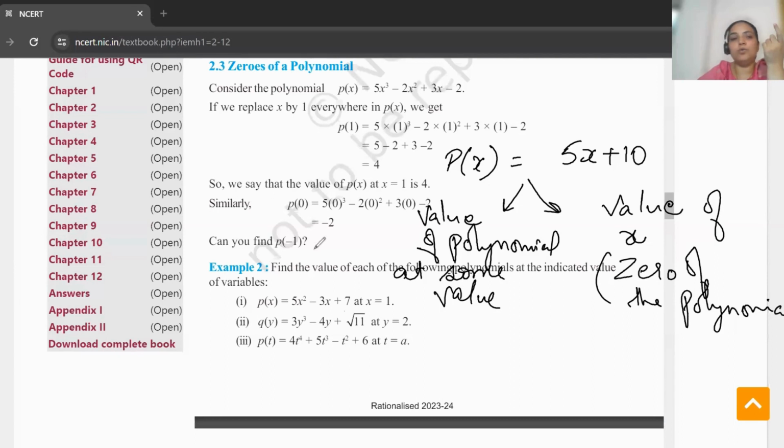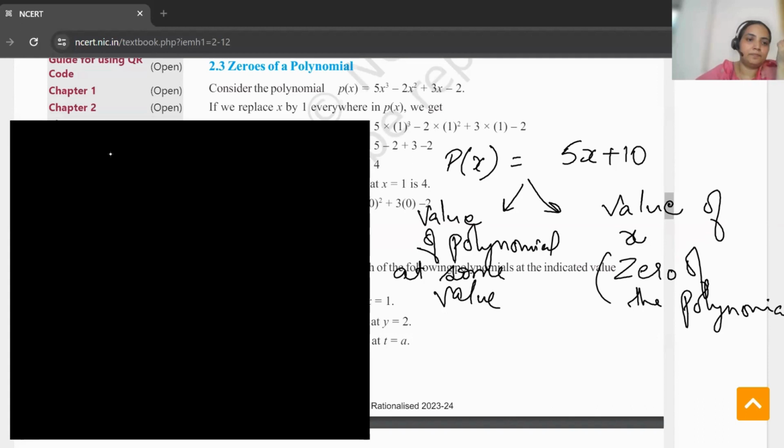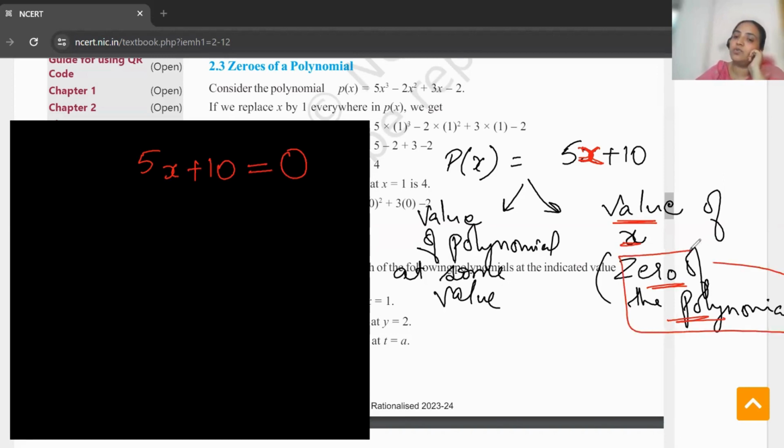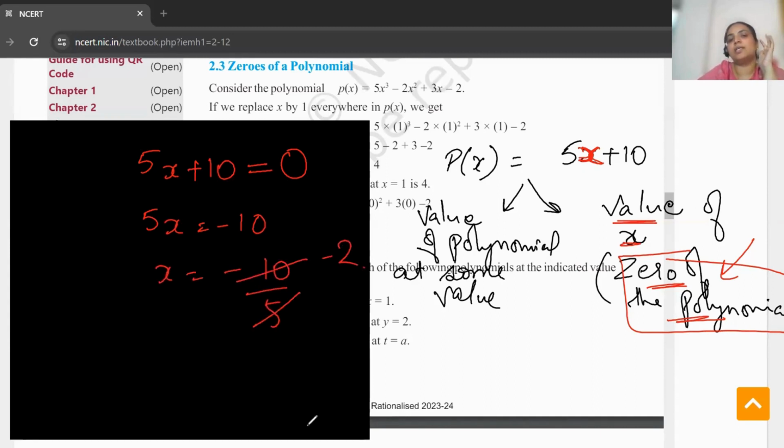So now what I'll do from here is I will write 5x plus 10, and now I am finding the zero of the polynomial or value of this x here, only value of this x. So how will I do? I will put the complete polynomial equals to 0. This is why this is called as 0 of the polynomial. The complete polynomial is set equals to 0, and this is 5x equals to negative 10 now, and x is negative 10 by 5. So the answer is negative 2.